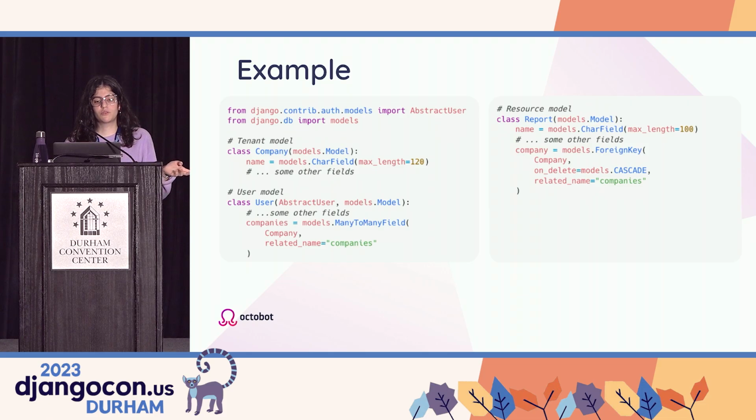And then we have a resource model. You could have multiple different resources. In this case, I just put one, which is a report of some data. And the report belongs to a single company, so we have a foreign key.